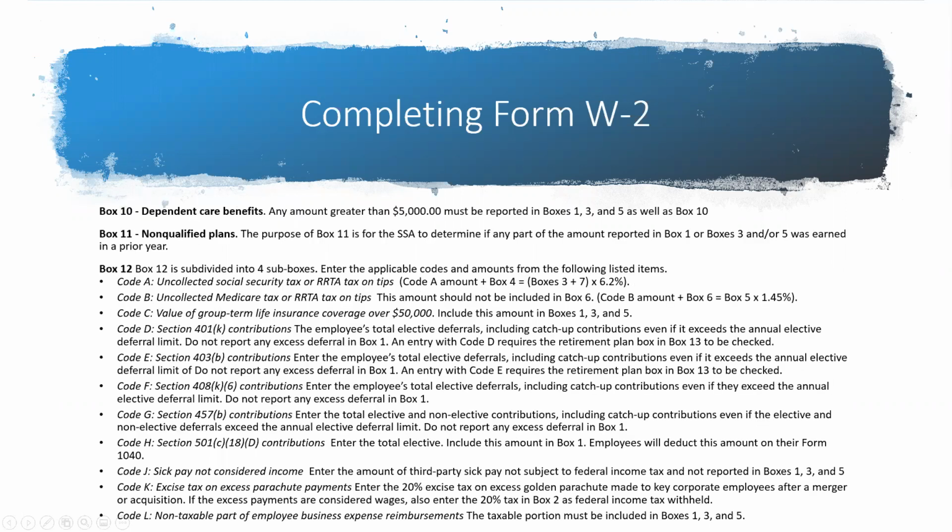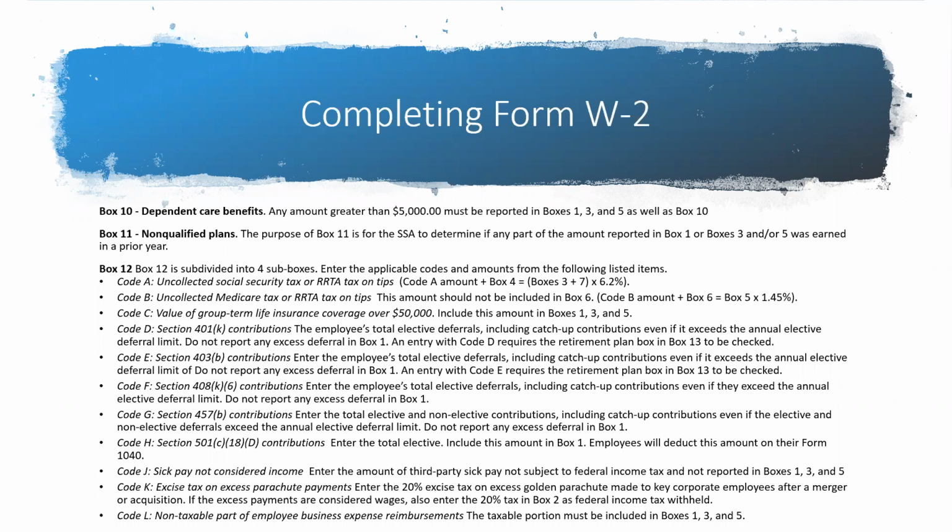Box 10 is dependent care benefits. Any amount greater than $5,000 must be reported in boxes 1, 3, 5, as well as box 10. So dependent care, the limit, at least for 2020, was $5,000. So if anything was withheld for dependent care benefits above and beyond the $5,000, it must also be in box 1, 3, and 5 because it could not be pre-tax, as it would be exceeding the limit. So the limit for being able to deduct dependent care benefits through some sort of FSA plan was $5,000. If anything in excess of that was deducted, then it would have to be reported as taxable income.